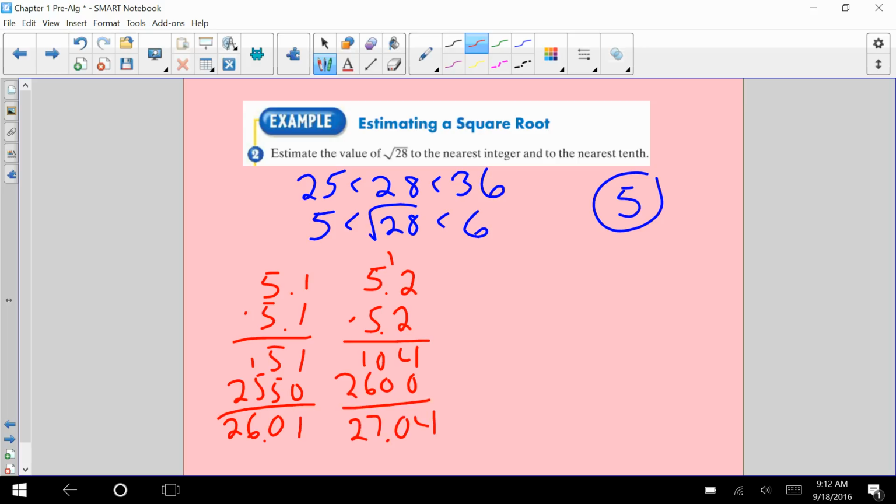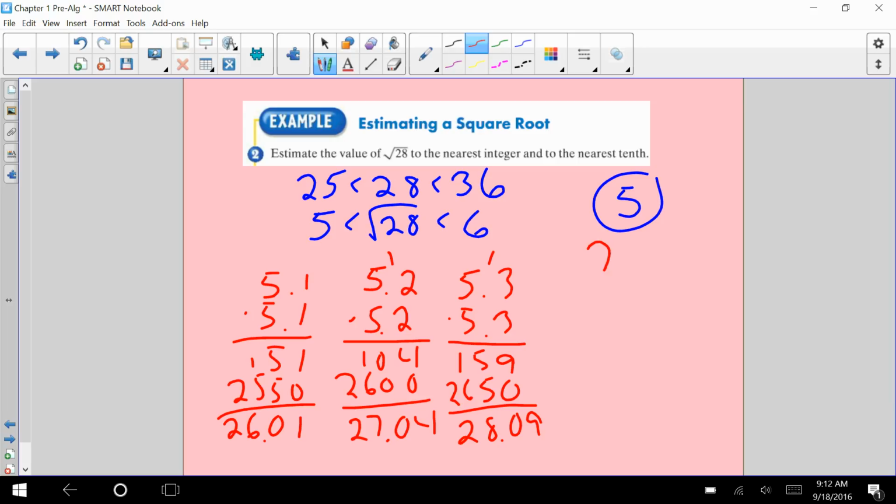I get 27.04. I'm still a little low. Let's try 5.3. And here I'm just simply doing long multiplication. All right, well, we have 28.09. That is pretty darn close to 28.